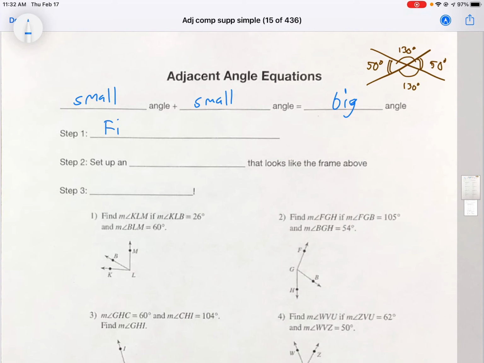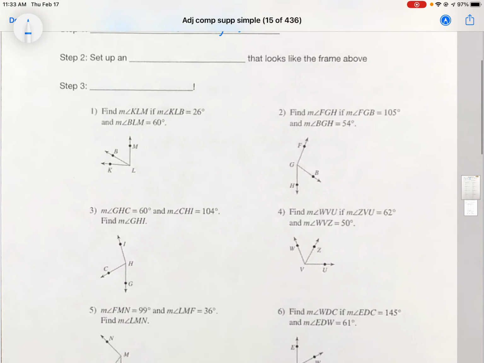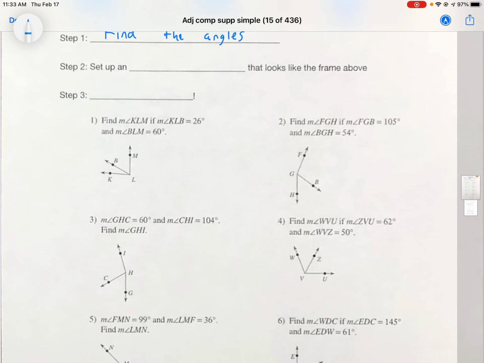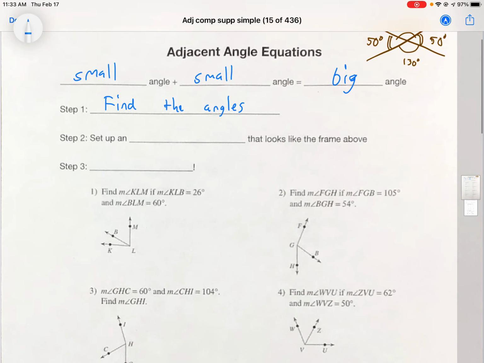Now, step one, and I believe I would have done this yesterday for vertical angles, the first step is to find the angles, and if you look, you'll see that the angles here are written with letters. I intentionally wanted you to see that because I need you to be able to look at a diagram and pick out, okay, this is angle KLM, angle BLM, whatever. All right, so once you've found your angles, you set up an equation that looks like what you see above. Your small angle plus your small angle equals your big angle. And then step 3, you solve that equation.